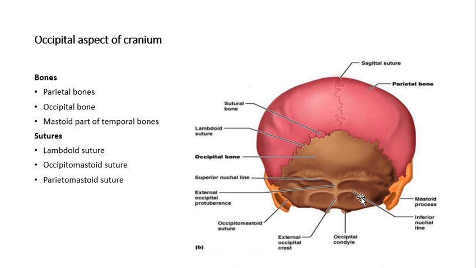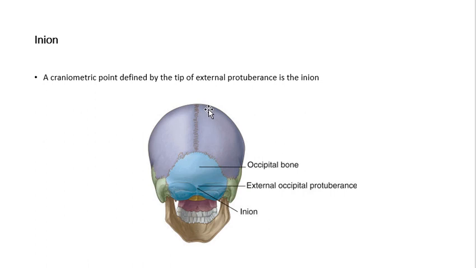Our next point in the occipital aspect of the cranium is the lambda. What is lambda? Lambda indicates the junction of the sagittal suture and the lambdoid suture. So this point is called the lambda. The next point is the inion. What is inion? Inion is a craniometric point defined by the tip of the external occipital protuberance. This is the occipital bone, this is the external occipital protuberance, and this craniometric point, which defines the tip of the external protuberance, is the inion.